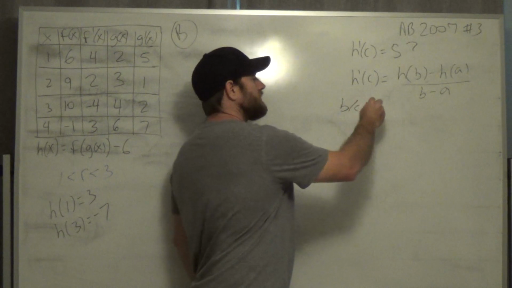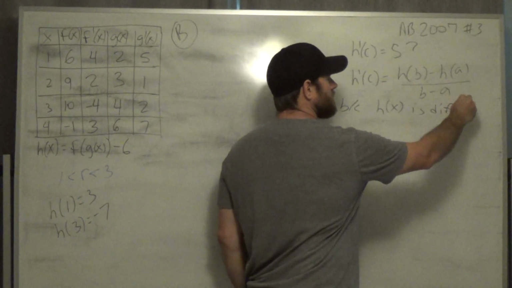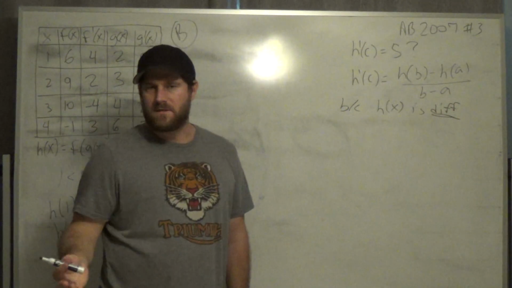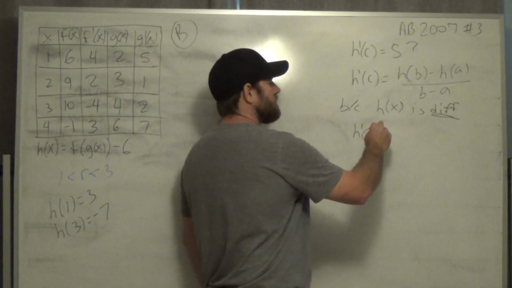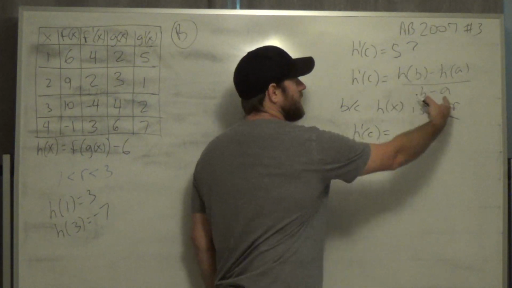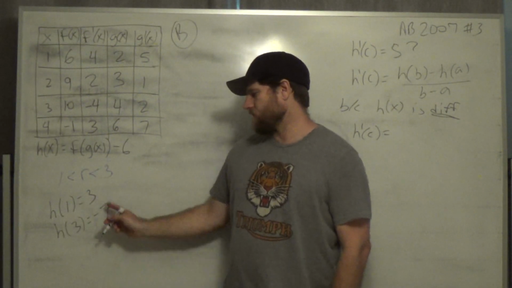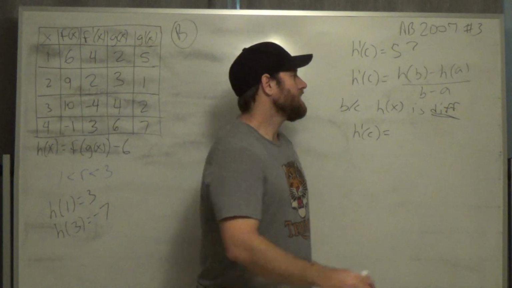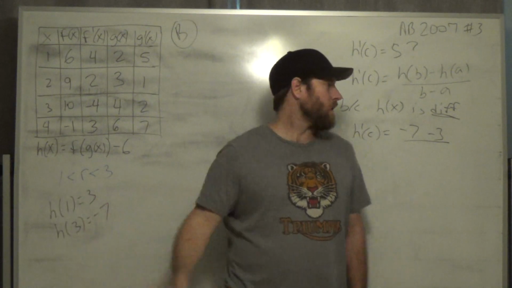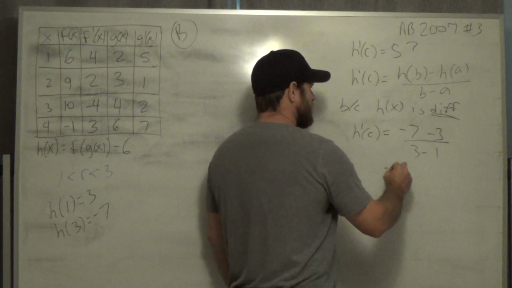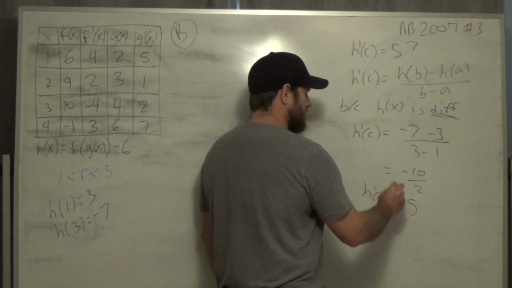So, because H of x is differentiable, okay, got to be differentiable or you can't use the mean value theorem. And if you write differentiable, it implies continuity, okay? H prime C would have to equal H of B minus H of A over B minus A. This right here is your y's on top, your x's on the bottom. So let's subtract our y's on top. Negative 7 minus 3, and then 3 minus 1. So that's negative 10 over 2, which means it has to equal negative 5.